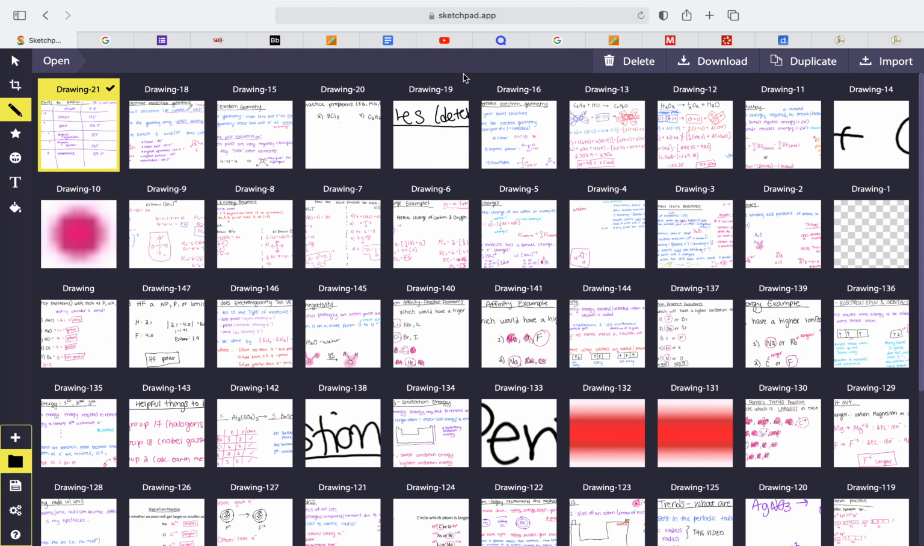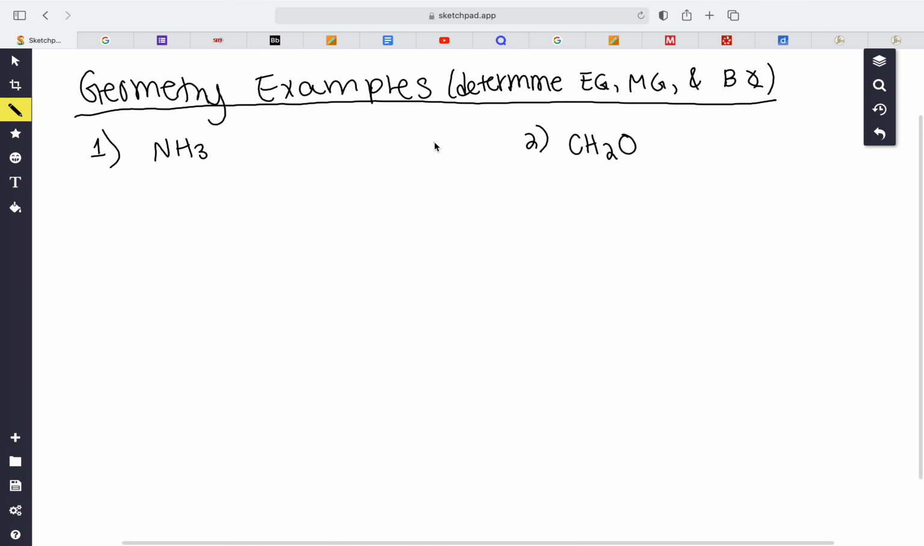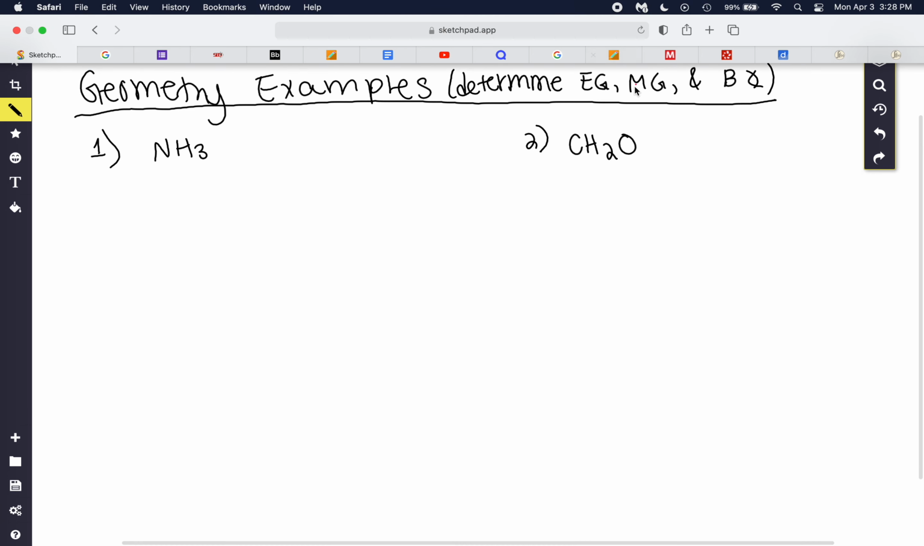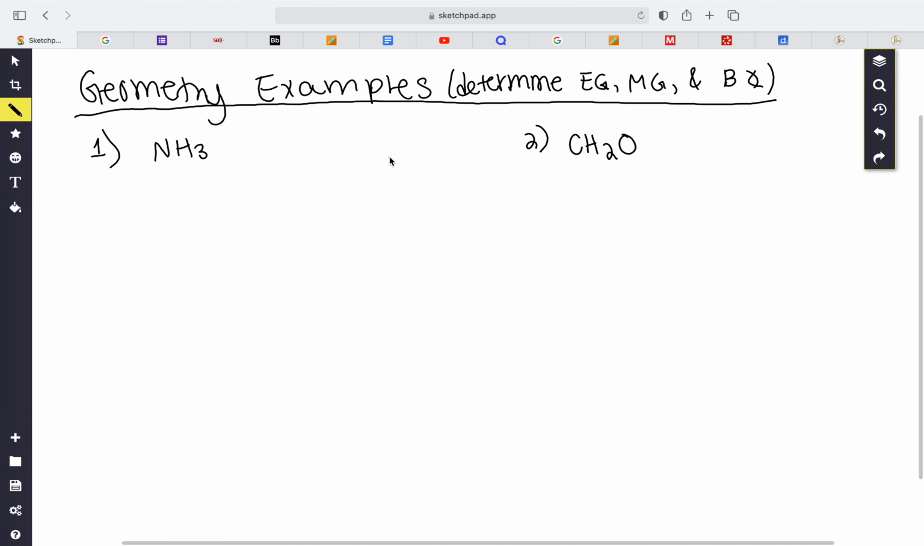Okay, so let's go through some examples. Geometry examples. So I'm telling you and myself to do the electron geometry, the molecular geometry, and the bonding angles. So first thing that we're going to do is we're going to draw it out. So we're going to have nitrogen, and we're going to have hydrogen, hydrogen, and hydrogen.